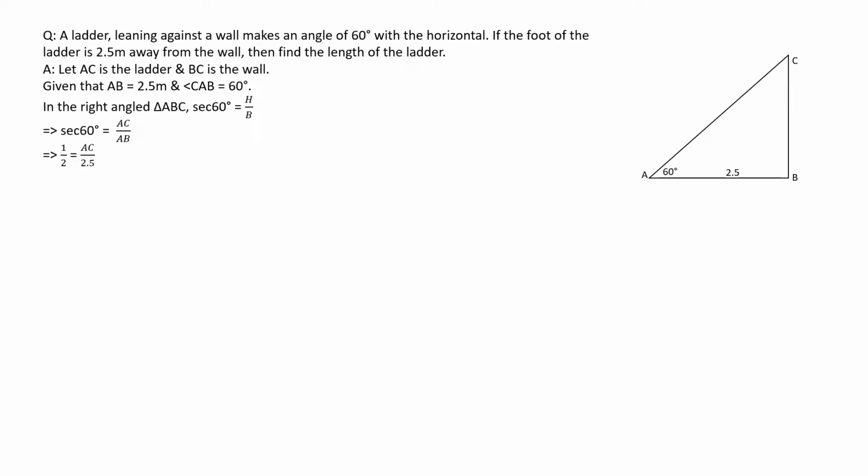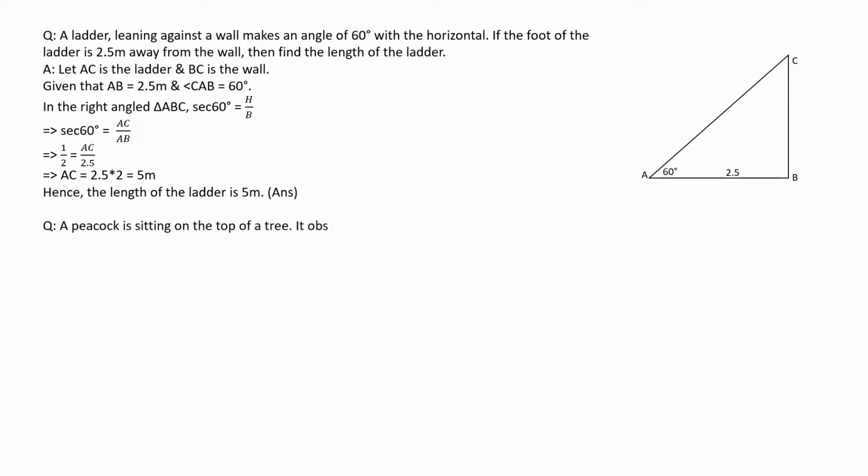So sec 60 degrees is 2, or 1 by 1 by 2. So 1 by 2 equals AC by 2.5, or AC is 2.5 into 2, which is 5 meters. Hence, the length of the ladder is 5 meters, is the answer.